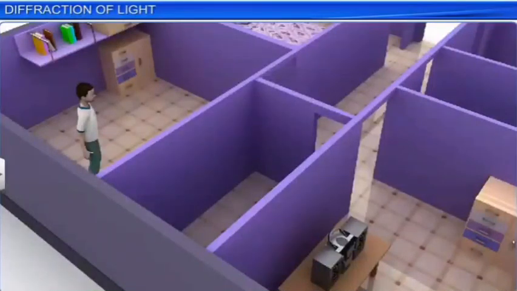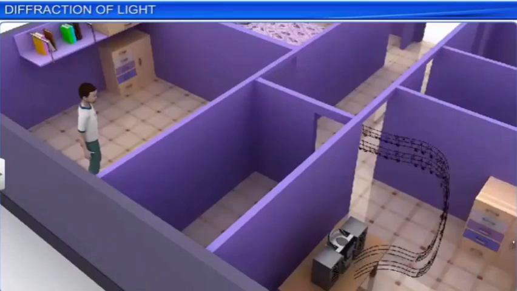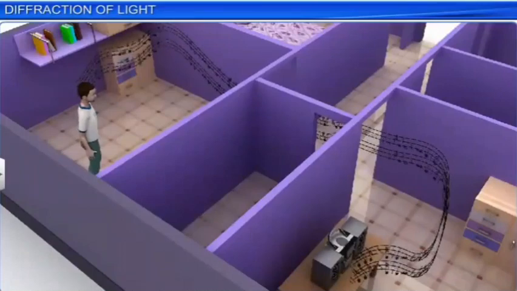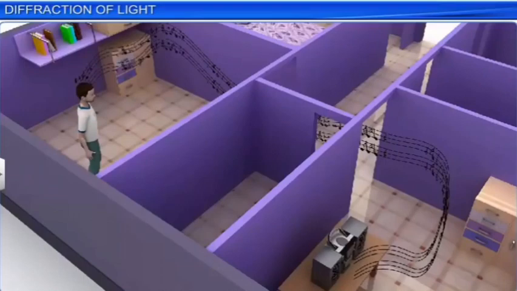How can we hear sound when we cannot see the sound player? This is because the sound waves bend around the corners to reach our ears. This phenomenon of bending of waves around an obstacle in their path is known as diffraction. All types of waves exhibit this phenomenon.